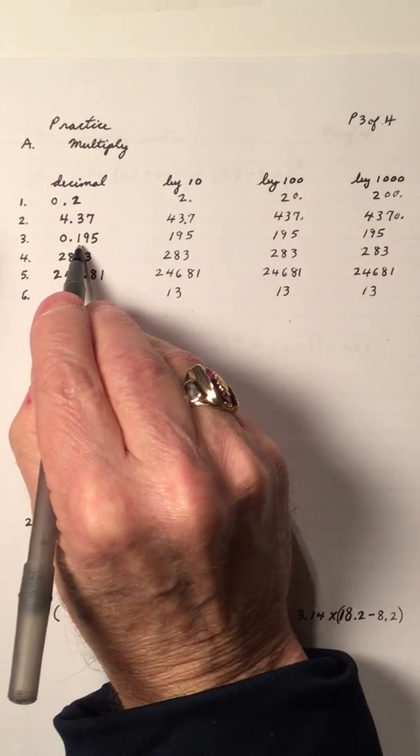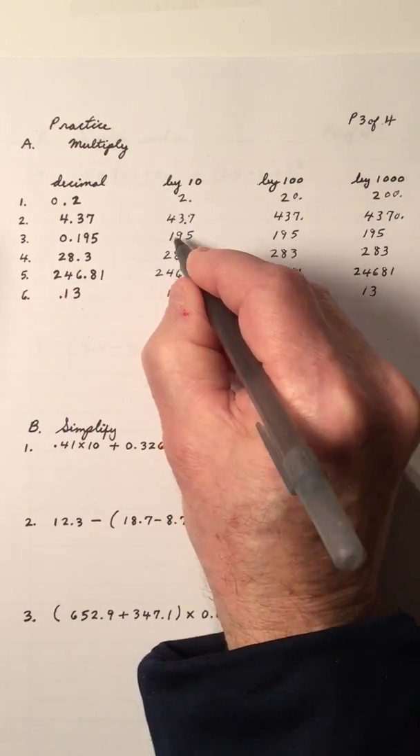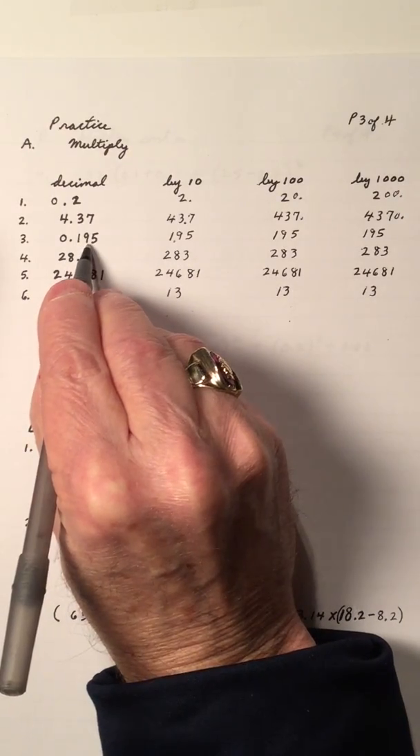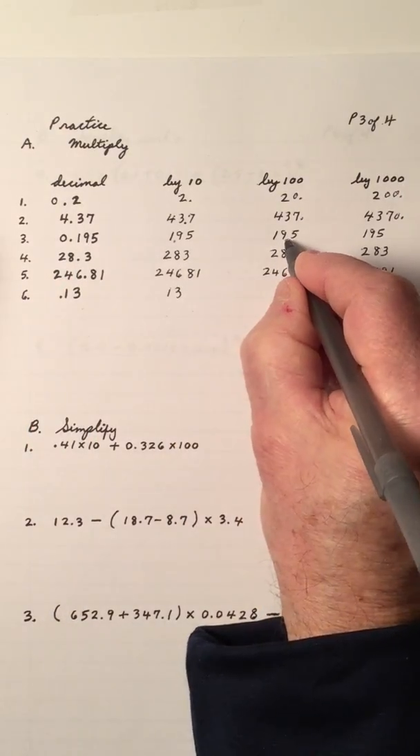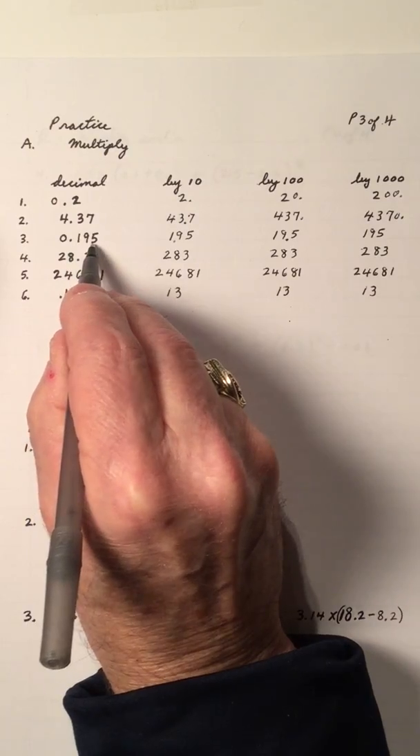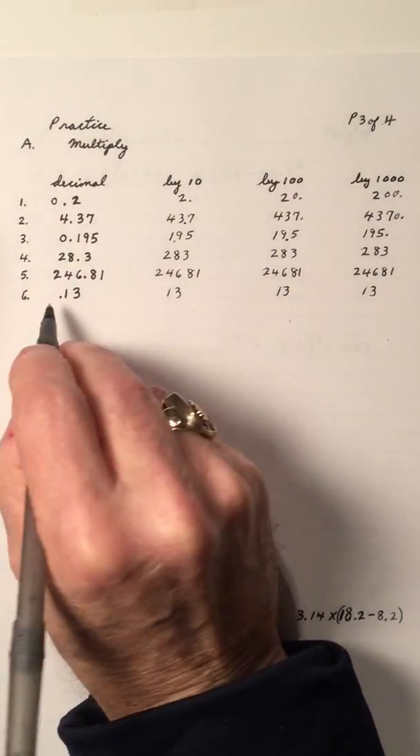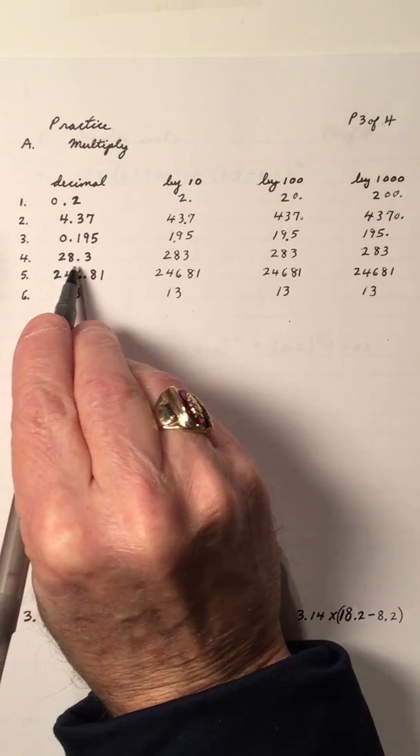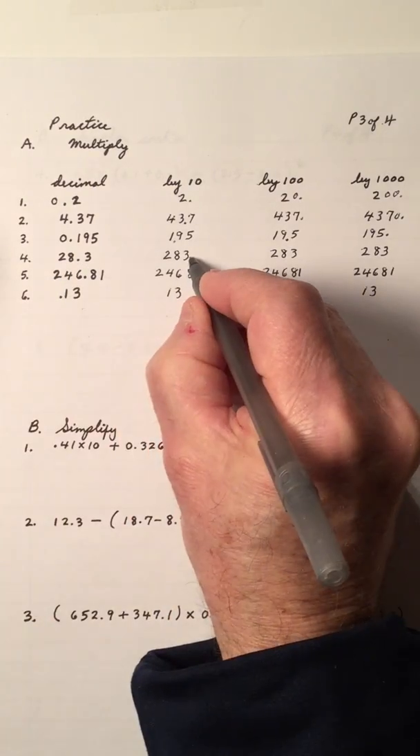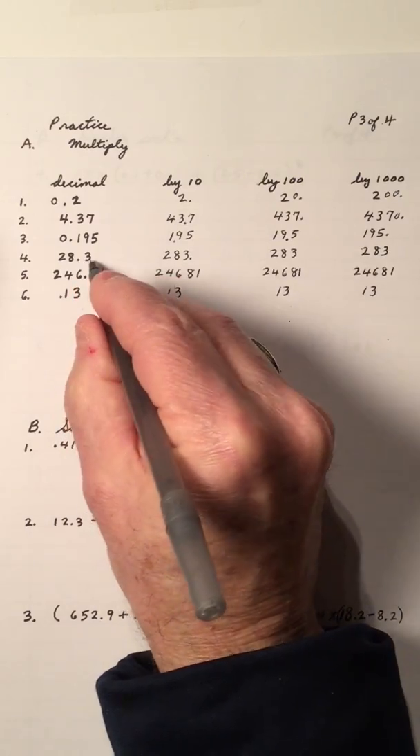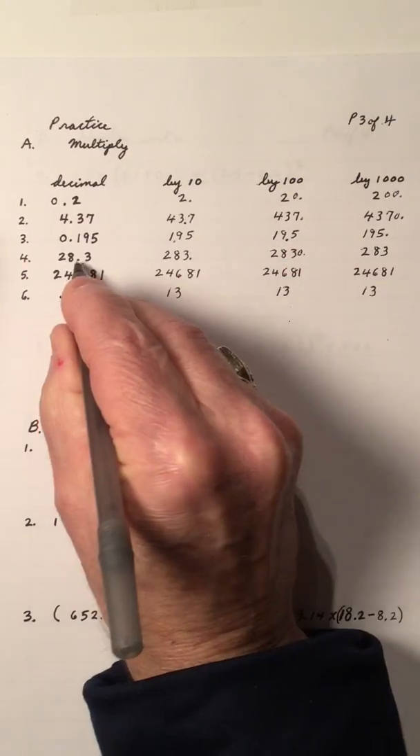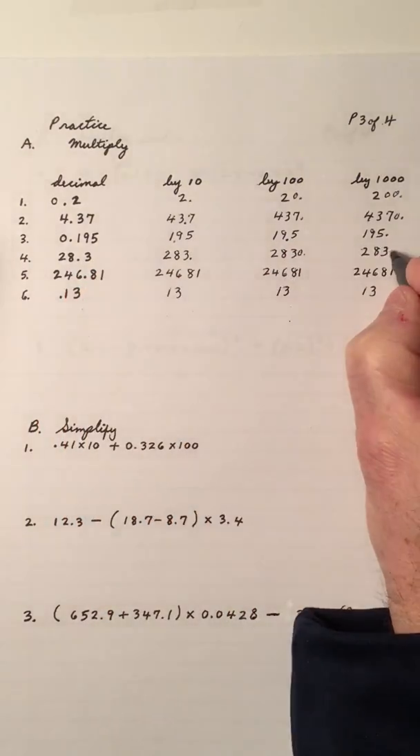Multiplied by 10, 1 place, so it's between the 1 and the 9. Multiplied by 100, 2 places, between the 9 and the 5. Multiplied by 1,000, 3 places, decimal 195. And we move it 1 place, decimal 3. 2 places, we have to put an extra 0 on. 3 places, we have to put 2 more zeros on.